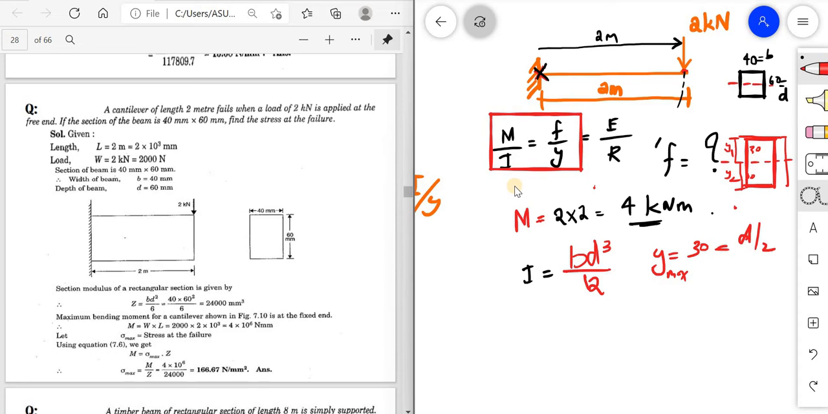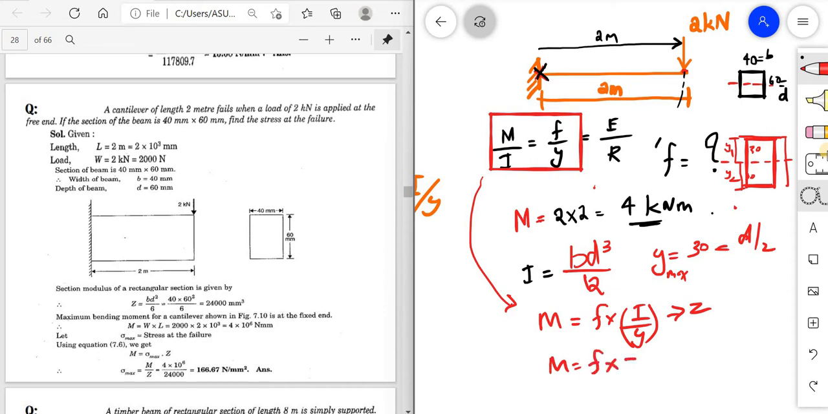How can I rearrange this equation as I have to find F? Rearranging, M is equal to F into I by Y. Now what is I by Y? This is Z. So M is equal to F into Z. In this, what I have to find is F. F is equal to M by Z. M I have found out, that is 4 kilonewton meter. Now Z. Z is equal to I by Y. So here I am finding Z.